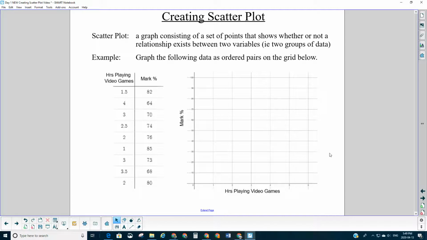Now, you can either push pause and do that if you want, or you can just move on to the next slide because I'm going to show you what it is. I'm going to plot these for you. So there they are. All these points are graphed on this graph. So you might notice by looking at this information that it appears there's some sort of connection or some sort of relationship between the hours playing video games and the mark. That it seems to be some sort of connection. And the data seems to go down in this sort of line here.